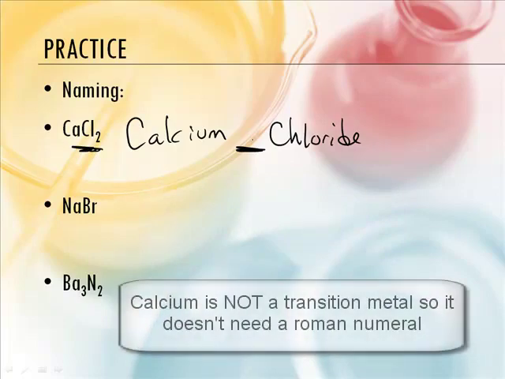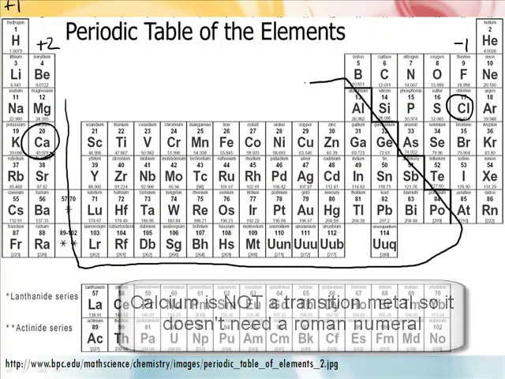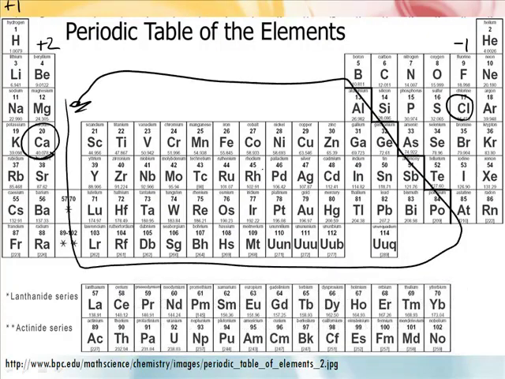And why is there no Roman numeral in there? Because according to the rules, there has to be a transition metal, and calcium is not a transition metal. Remember, the transition metals, guys, are these metals right here. These are the ones that have to have a Roman numeral. So calcium has no Roman numeral. So it's just calcium chloride.